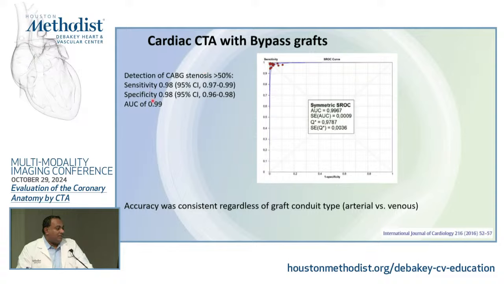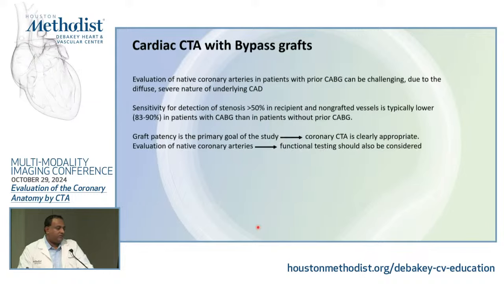So the sensitivity and specificity are excellent, AUC of 0.99 in this meta-analysis, and the accuracy is excellent regardless of the graft conduit type, namely whether it's arterial versus venous.